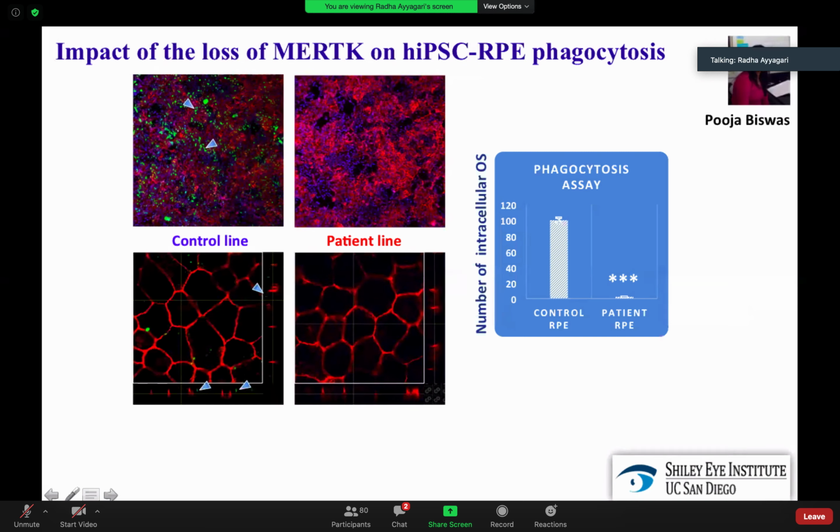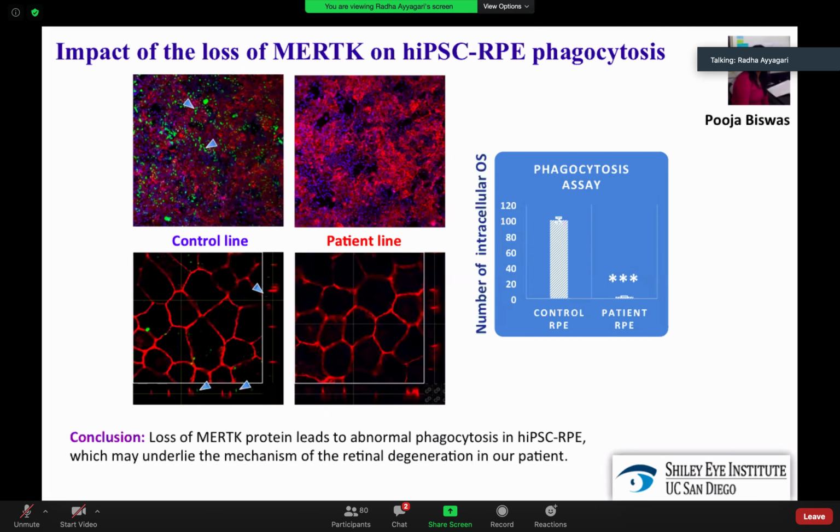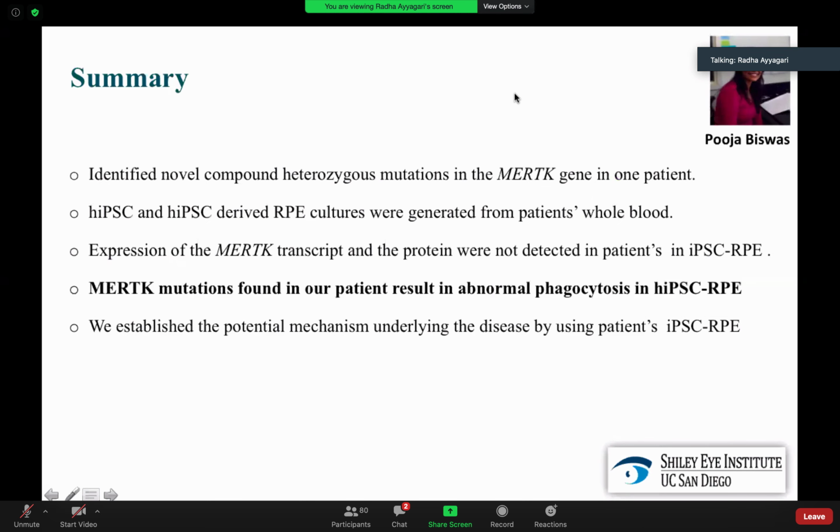So we studied phagocytosis in these cells. The RPE generated from the control line and the patient line are shown here. When these were fed with fluorescently labeled photoreceptor outer segments, you can see the internalized photoreceptor outer segment signal in the control line, whereas we do not detect that in the patient line, suggesting possible abnormality in phagocytosis. So these studies show that the mutations we detected possibly lead to loss of MERTK and impact phagocytosis. As we know, MERTK plays a critical role in RPE phagocytosis, and that could underlie the disease mechanism. So this is one of the examples where we established the functional relevance of mutations we identified.